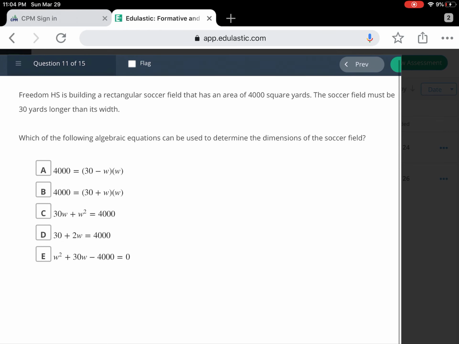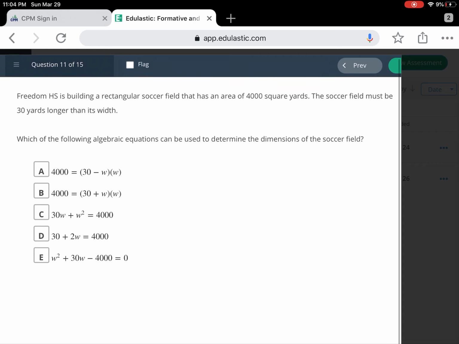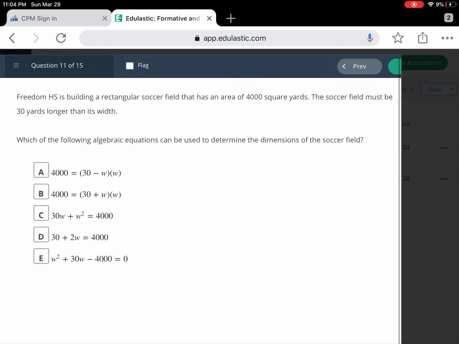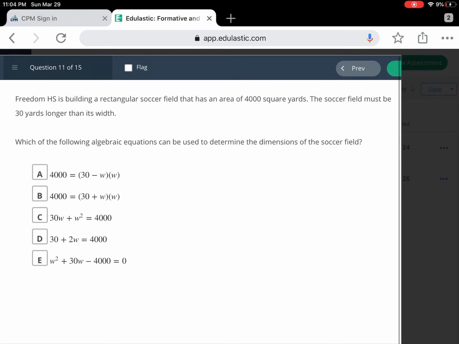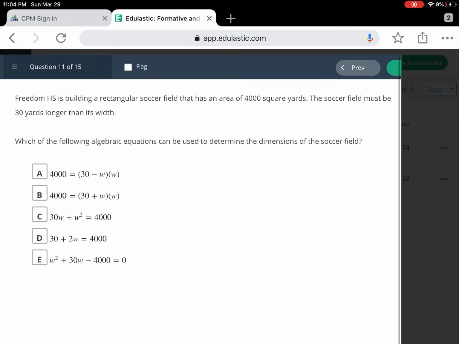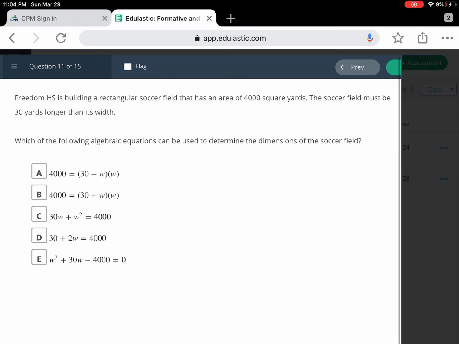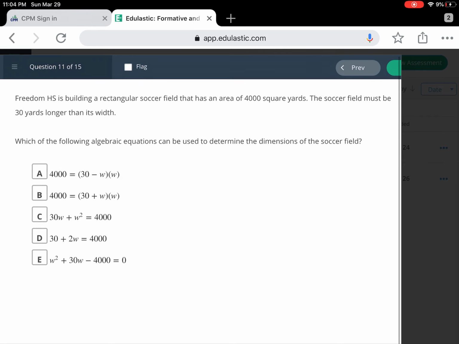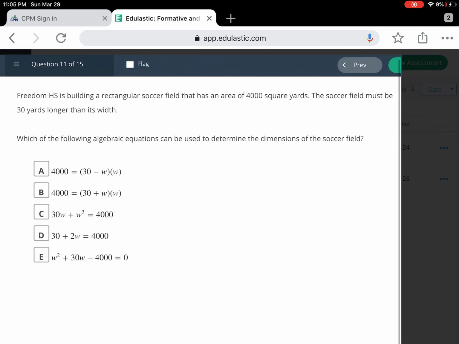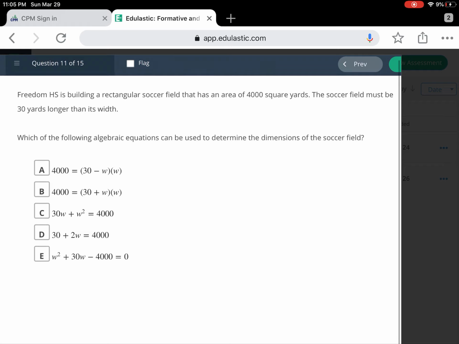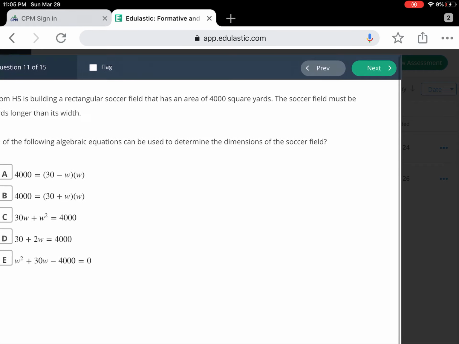if we wanted to. We know 4,000 is the total area, and that'll be equal to the length times the width. The issue is all these equations just contain the width, so we need to find a different way to represent the length. They say the length is 30 yards longer than the width. So the length would be W plus 30, and you'll see in B, 30 plus W shows up, so there's your length multiplied by just the regular width, and that should give you the full area of the rectangle, which is 4,000 square feet. So B is your correct answer.